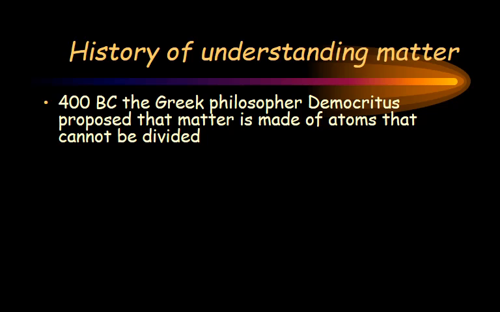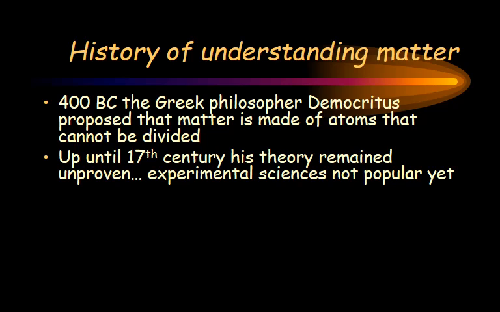And so 400 BC, the Greek philosopher Democritus, probably butchered that name, proposed that matter is made up of atoms and cannot be divided. So if you get down to the very, very basic elements, he didn't even use that word, we have these very small building blocks. And then really up until the 17th century, his theory remained unproven. Experimental sciences weren't popular yet in terms of looking at this.